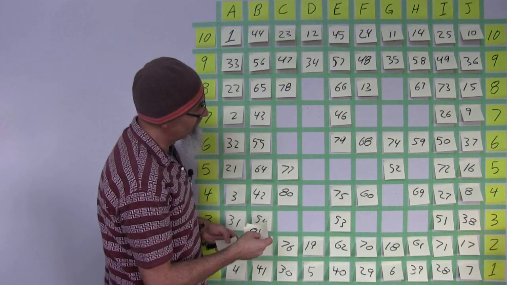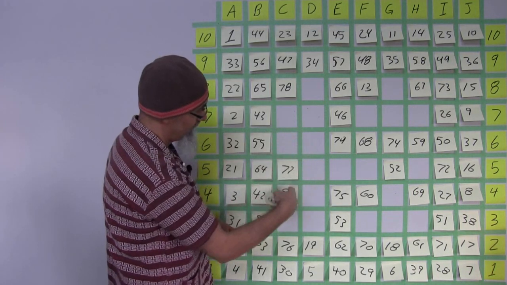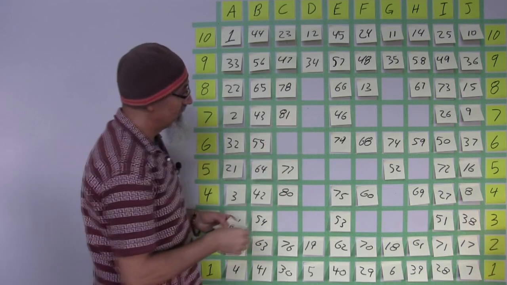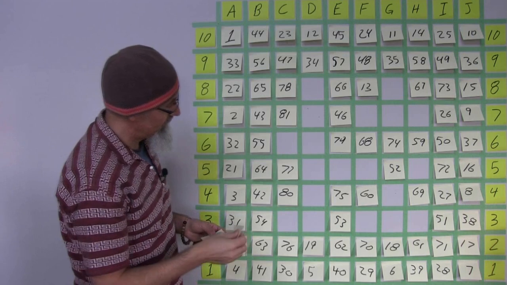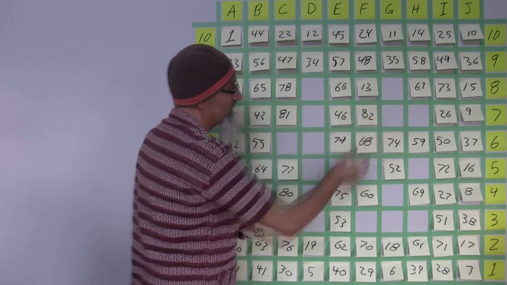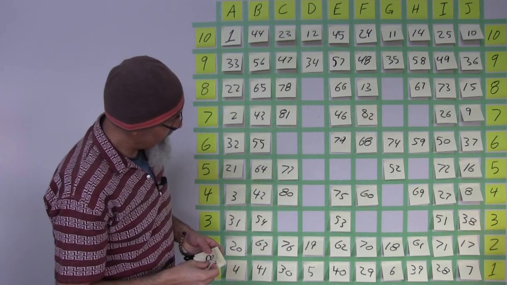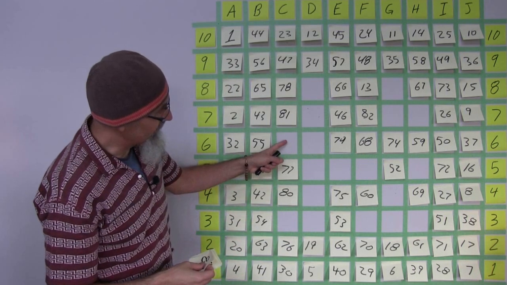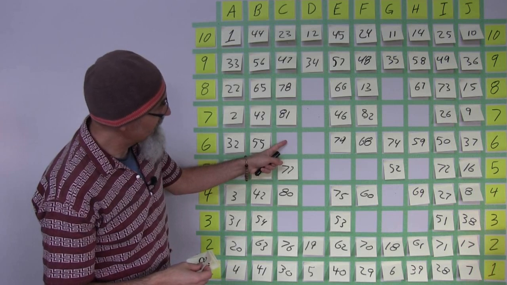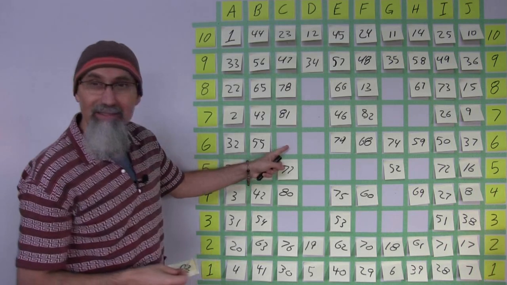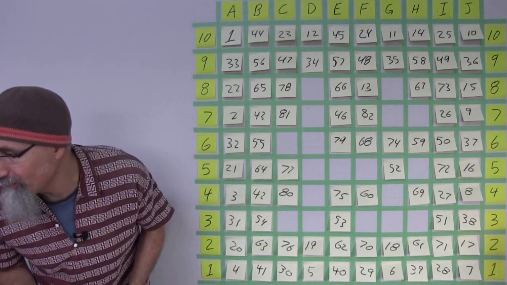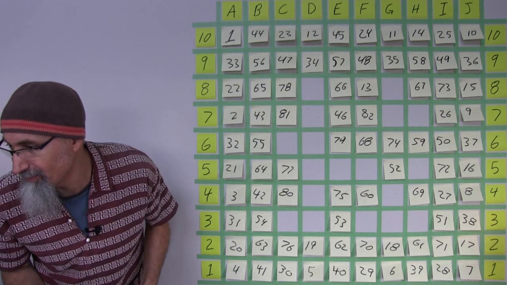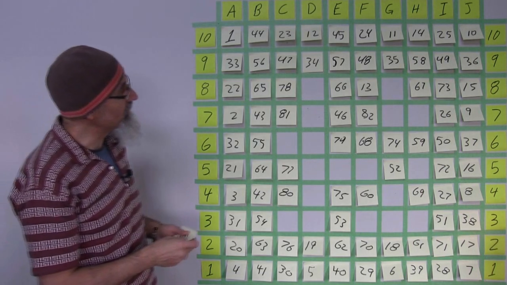So maybe we need to go from 81, we go to here, 82. This is going to give us problems. This is giving us problems, right? I think maybe we should keep trying to go around the outside rather than stick in one area. I think so too. I think that was a bad move.